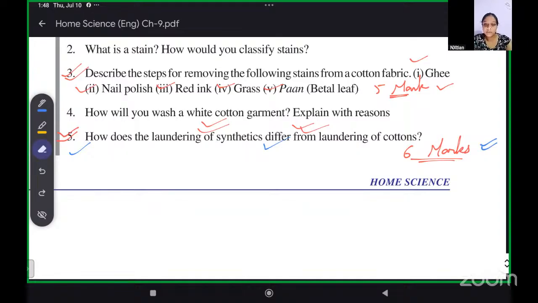The columns can be a little bit broader for the main two columns, laundering of synthetics and laundering of cottons, but it's still good.